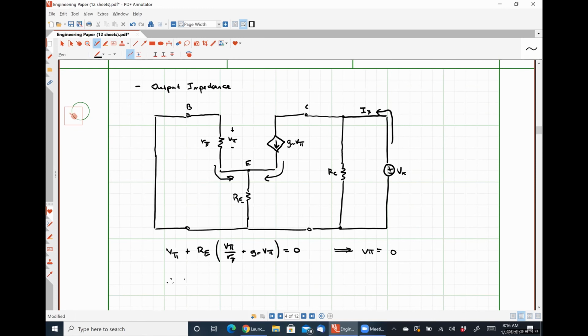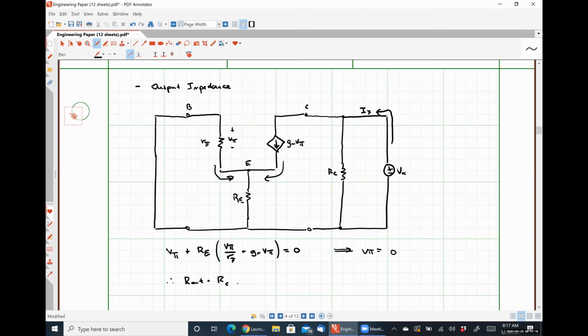So from this, we see that R out is exactly equal to RC, which, in the case of not having emitter degeneration and not having the Early effect, means that this change to our circuit did not cause an increase or decrease in our output resistance, right? It made no effect whatsoever, which is a good thing.